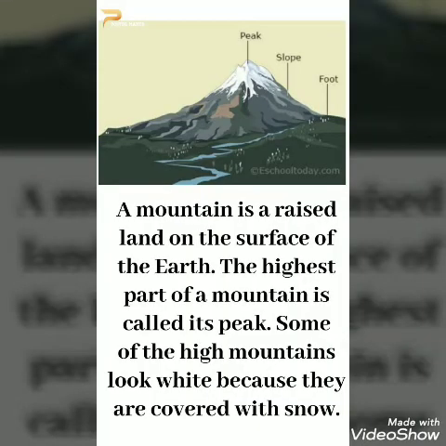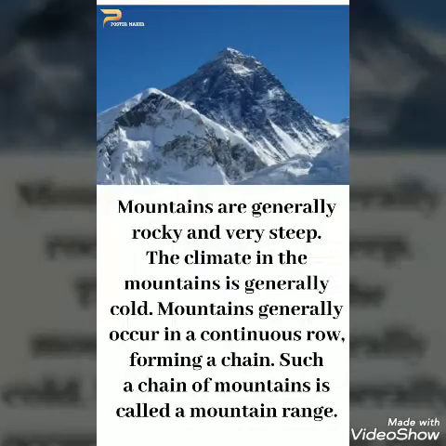Mountains. A mountain is a raised land on the surface of the earth. The highest part of a mountain is called its peak. Some of the high mountains look white because they are covered with snow. Mountains are generally rocky and very steep.